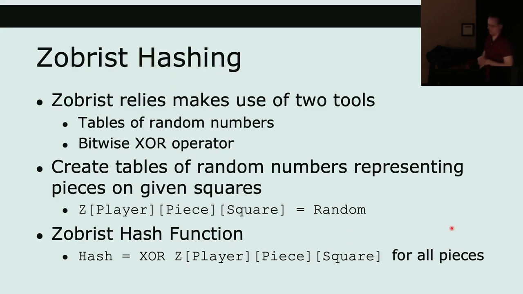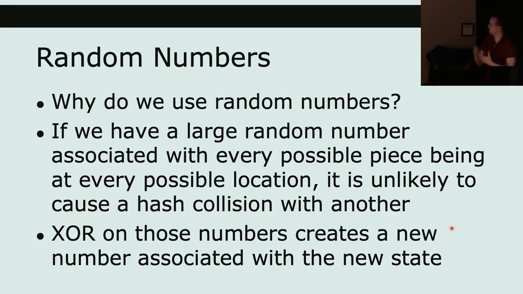Well, how the hell is that going to work? First of all, why do we use random numbers? The reason we use random numbers is because if we have a large random number associated with every possible piece being on every possible location, it's unlikely for that to cause hash collisions, right? Actually, I'll show that in the slide. So XORing those numbers creates a new number associated with a new state.